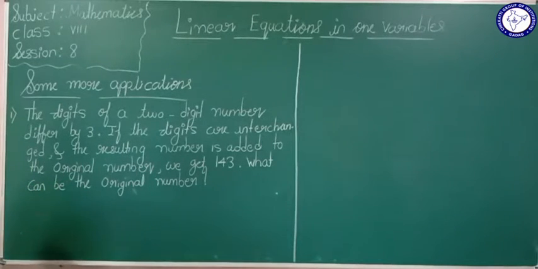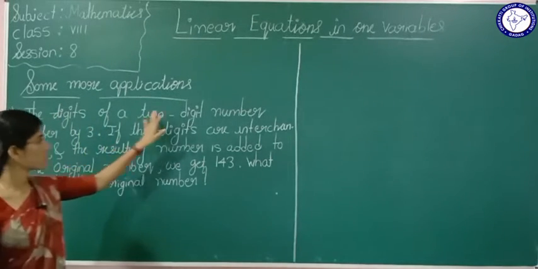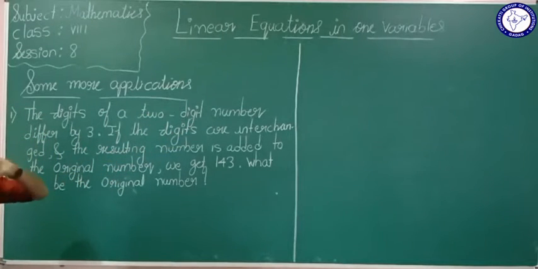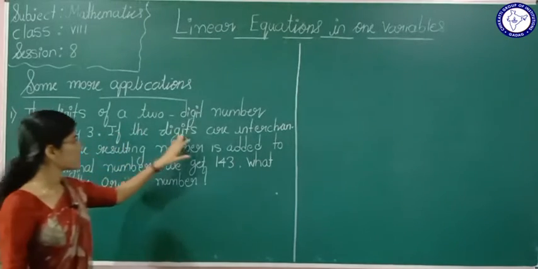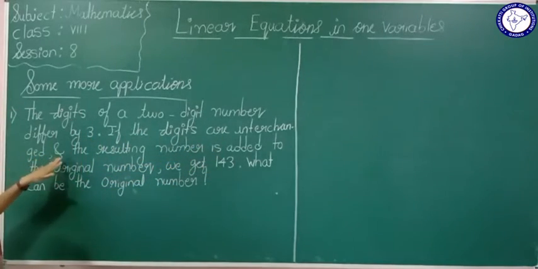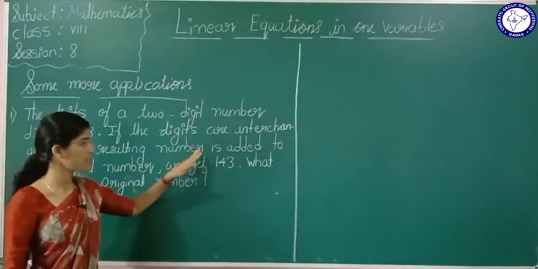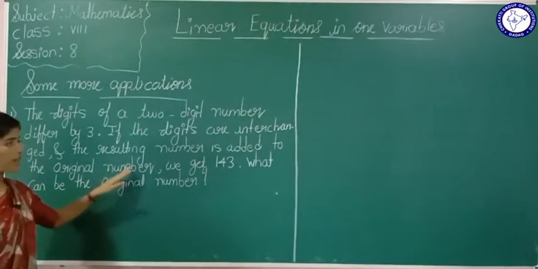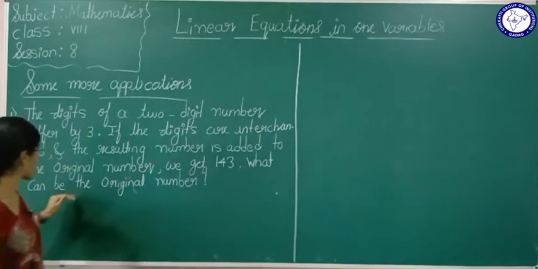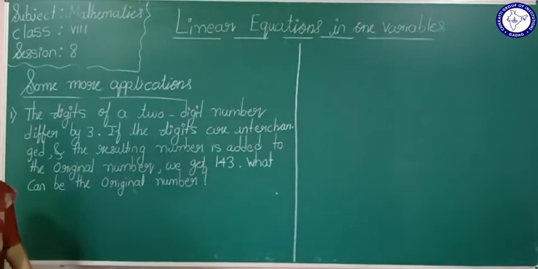Now see what is given. The digits of a two-digit number differ by 3. If the digits are interchanged and the resulting number is added to the original number, we get 143. So what can be the original number?